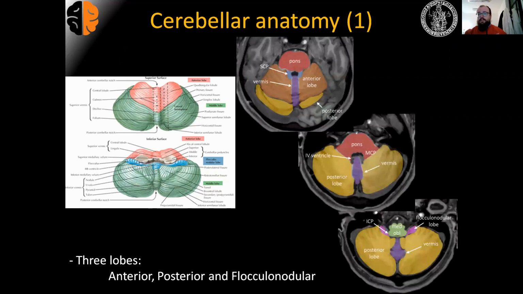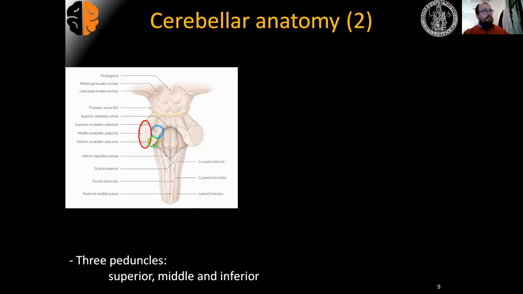And of course, it is possible to see this part of the anatomy using MRI. As you can see in the images, the vermis in purple is median, and the two cerebellar hemispheres are on the left and right. In orange, the anterior lobe, and then going bottom to bottom in yellow, the posterior lobe, while you can see here in light purple the floccular nodular lobe. So it's actually possible to study the normal anatomy of the cerebellum with conventional sequences. The cerebellum is connected to the brainstem with three major tracts of white matter.